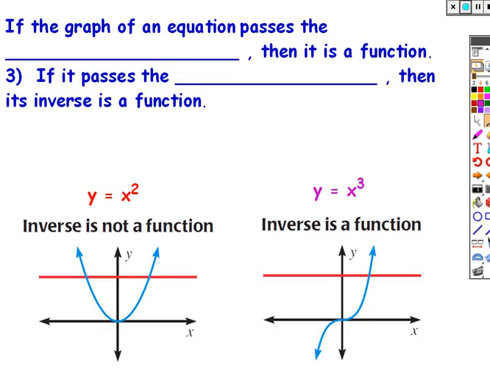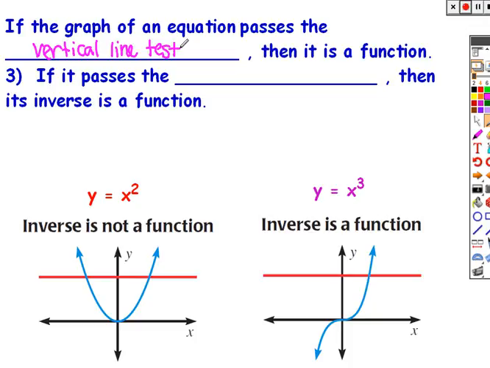So the last two things we're going to look at is point number 3. Well, let's think back, way back to the first semester. If the graph of an equation passes the vertical line test, then it should be a function, meaning each input has one output.